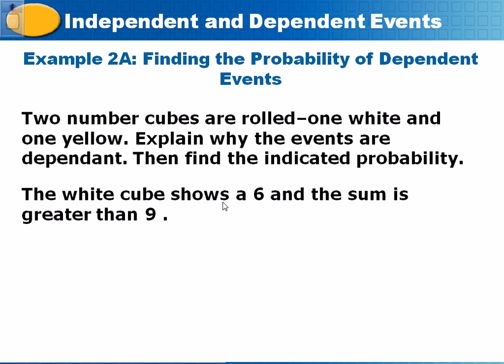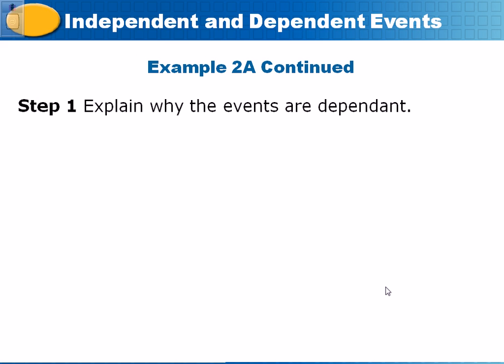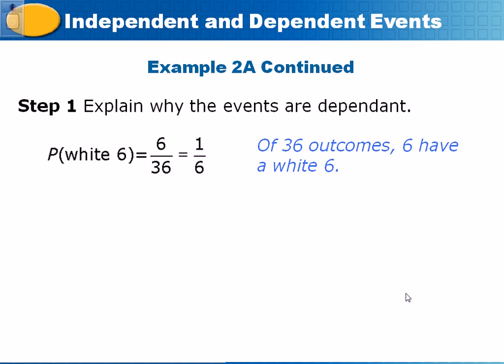Got it? So how do we do it? We find the probability of white. And then we find the probability that the sum is greater than 9 given that we have the white. And then we multiply those two.